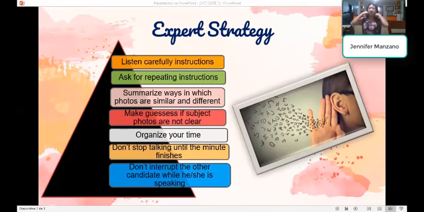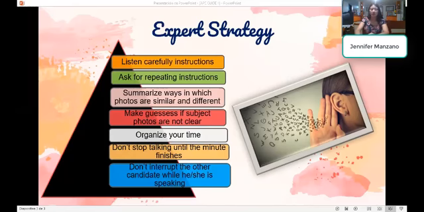The first thing that we have to consider is that you have to listen carefully to the instructions, which are also printed on the page with the photos. If you don't understand something about the task, ask the interlocutor to explain it again. Summarize the way in which the photos are similar and different. Don't just describe them or go off topic. You may need to make guesses if the subject of the photo is not very clear to you.